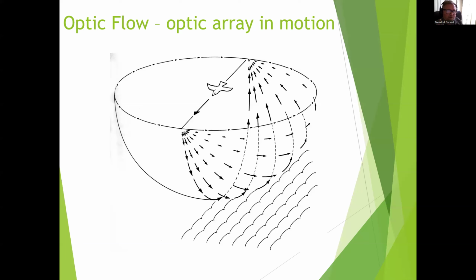If the bird wanted to control its flight to land on a tree branch, what it would need to do is to be able to detect that the focus of expansion is centered on the tree branch. And that would be informative because it's a unique one-to-one relationship: wherever the focus of expansion is, that's where the bird's current flight path will take it. And if the bird wants to land on that tree branch, it needs to control its flight to keep that focus of expansion on the tree branch.